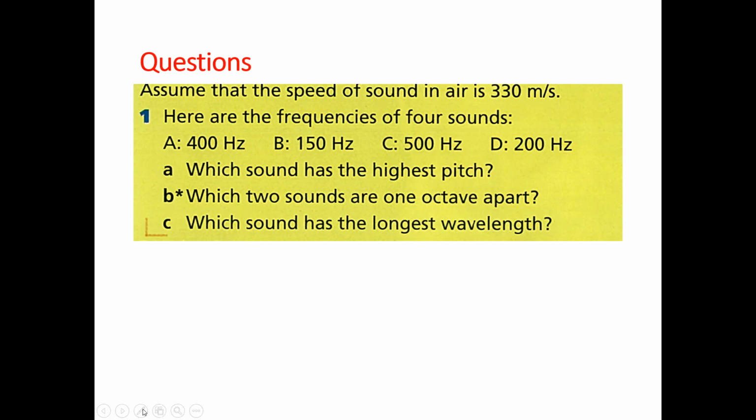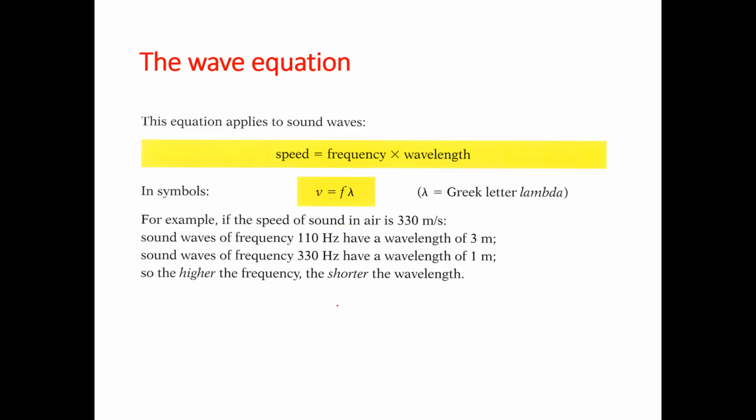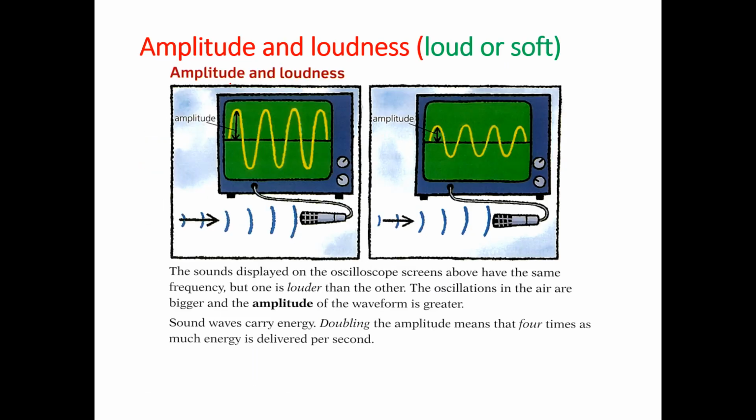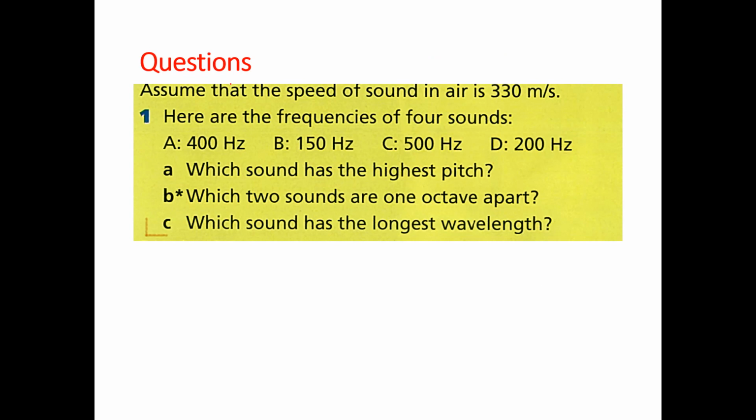B. Which two sounds are 1 octave apart? What's that mean? If you remember the octaves, okay? Which one is 1 octave apart? What's that mean? It's next to each other. Now, how will we know? We said when you move from 1 octave to the next one, the frequency will double. So which two frequencies show a double of each other? So the answer will be A and D. It's 200 and here it's 400. So they double each other.